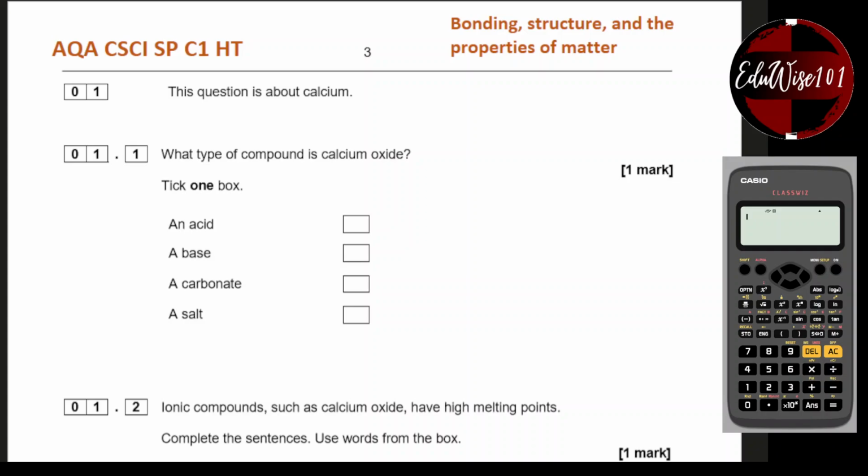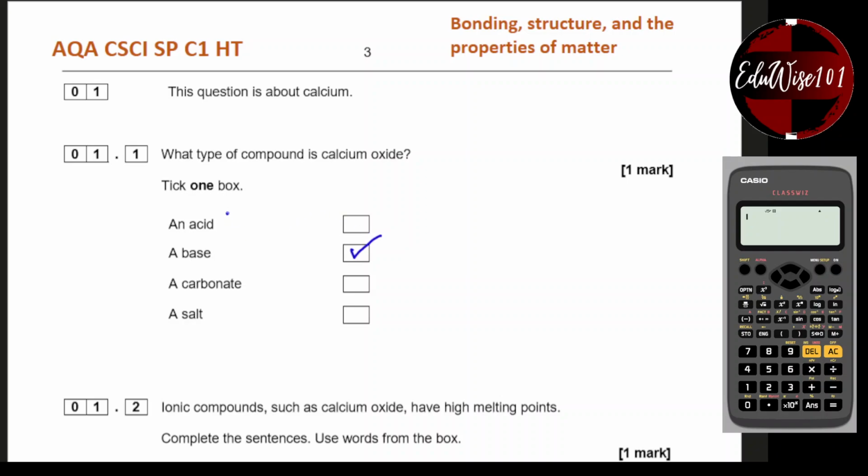Question 1 is on bonding structure and the properties of matter. This question is about calcium. What type of compound is calcium oxide? Now, calcium oxide, the calcium is a metal and the oxygen is a non-metal, so it forms a base. So let's mark that. So that is a base.